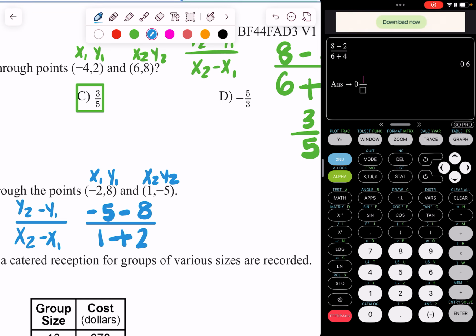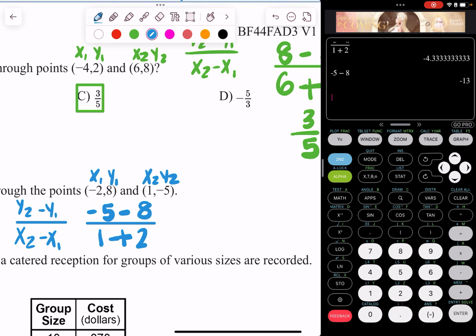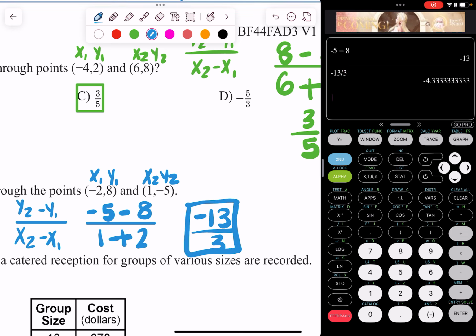And this will give us -5 minus 8 over 1 plus 2, which would just be -5 minus 8 over 3. It will be -13 over 3. This calculator doesn't like to leave it as a fraction for some reason. That is your slope, your m value.